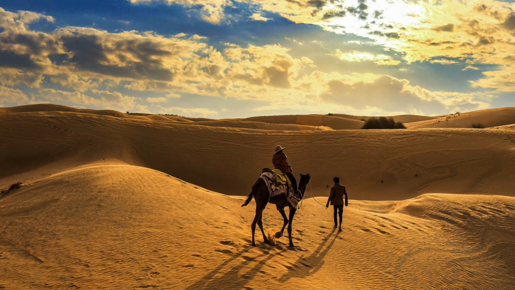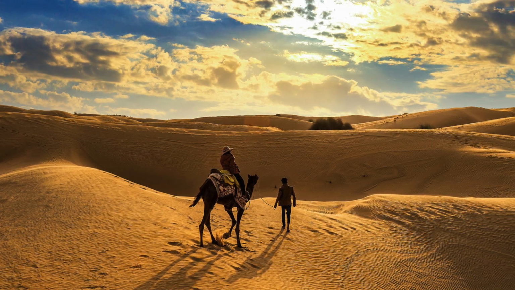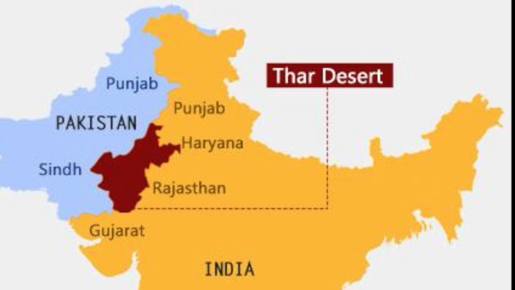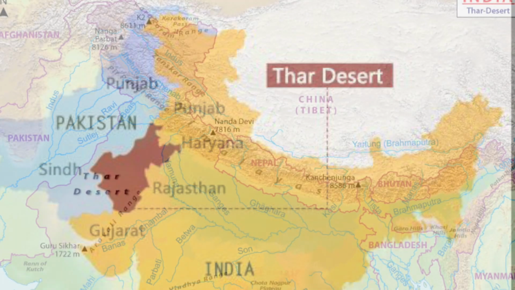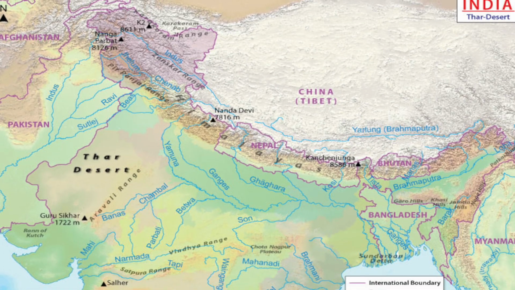Formation of Thar Desert. The Thar Desert is considered to be one of the important deserts of the world. The desert extends from the west of the Aravallis to the western basin of Sindh. Punjab is situated in the north and Gujarat to the south of the desert. In India, this desert covers the state of Rajasthan.